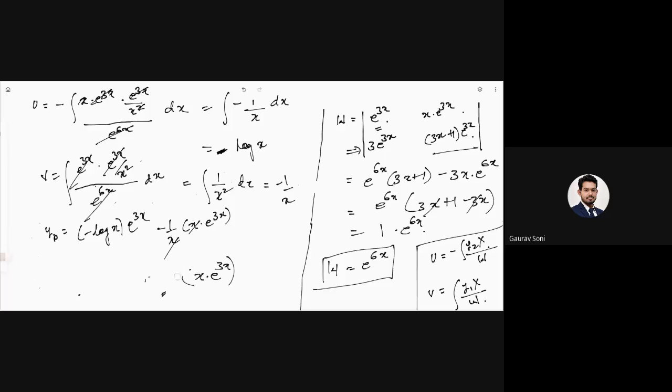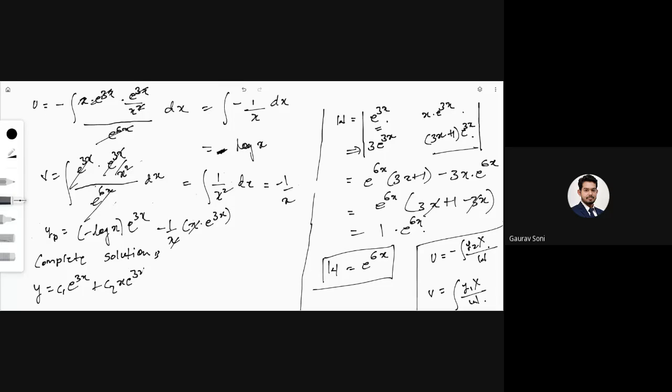Hence the general solution, or the complete solution, is y is equal to c1 e to the power 3x plus c2x e to the power 3x minus log x e to the power 3x minus e to the power 3x. This is our final solution. Clear?